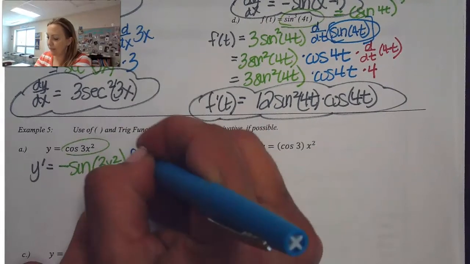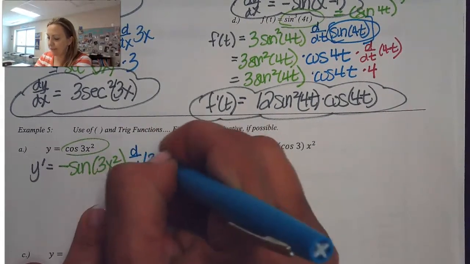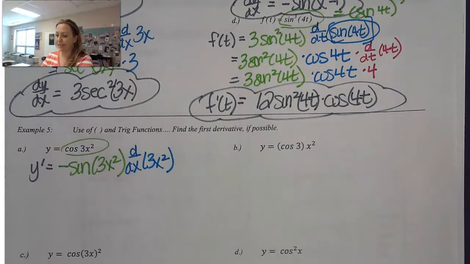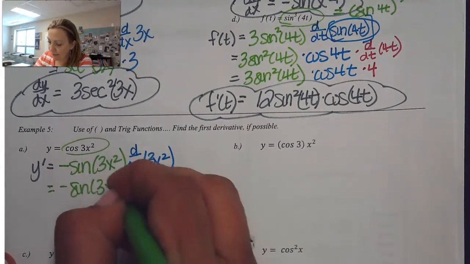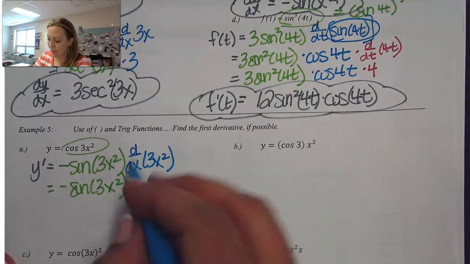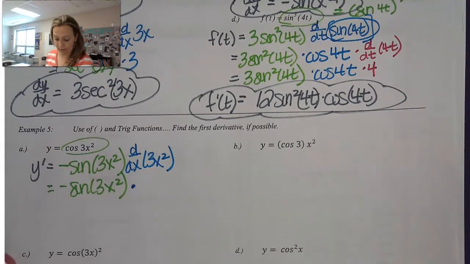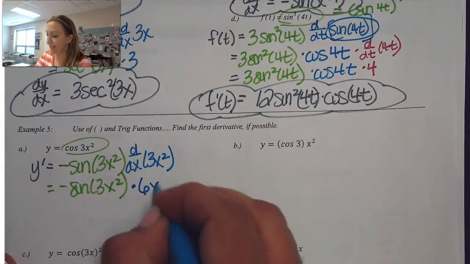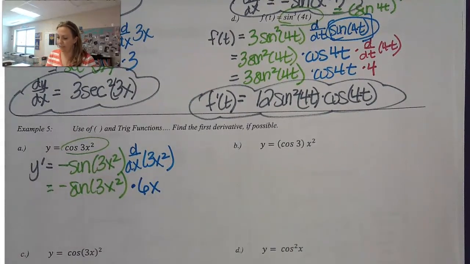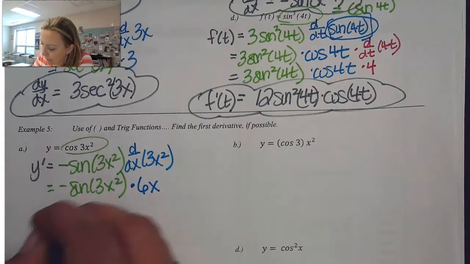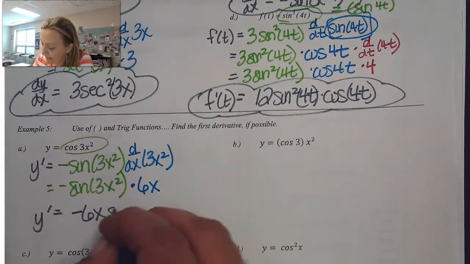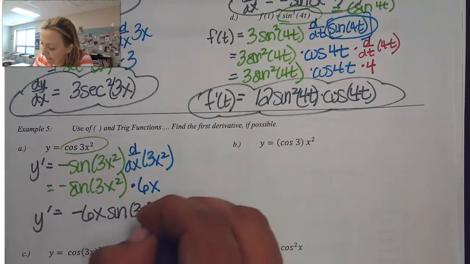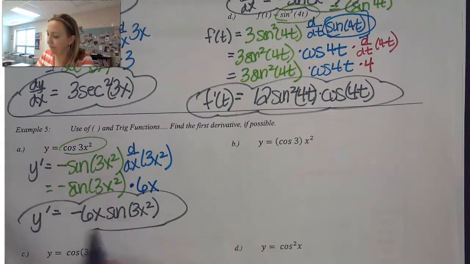But now I need the derivative of the inside function. I need the derivative of 3x squared. So I still have the opposite of the sine of 3x squared, but now I need to take the derivative of 3x squared. And the derivative of 3x squared is 6x. And we look good here. So that means that my y prime is going to be negative 6x times the sine of 3x squared. Okay.